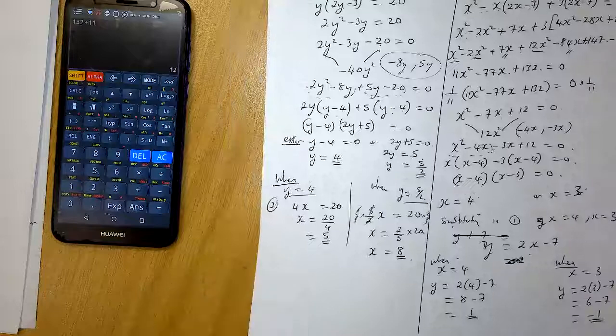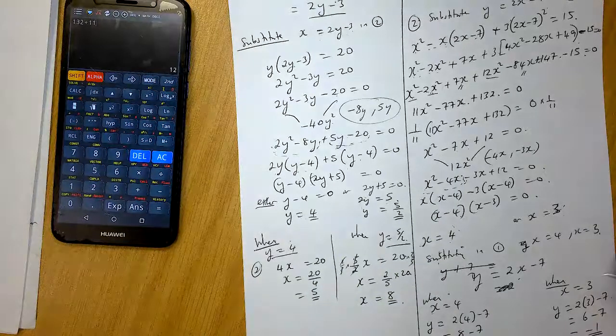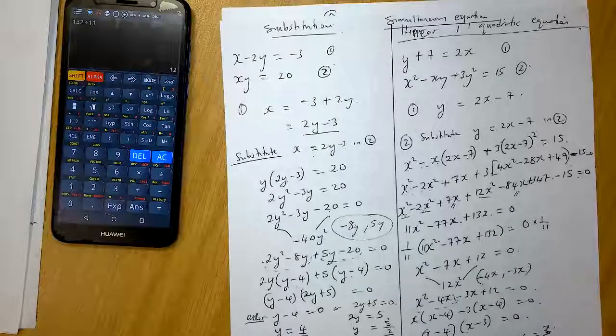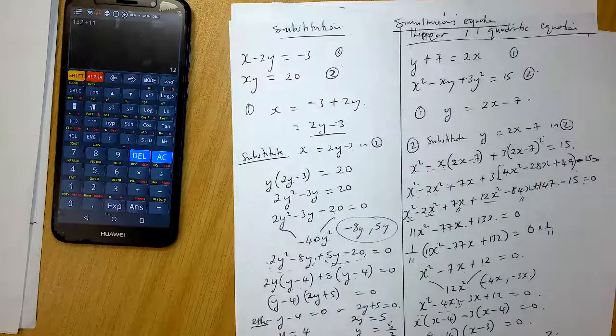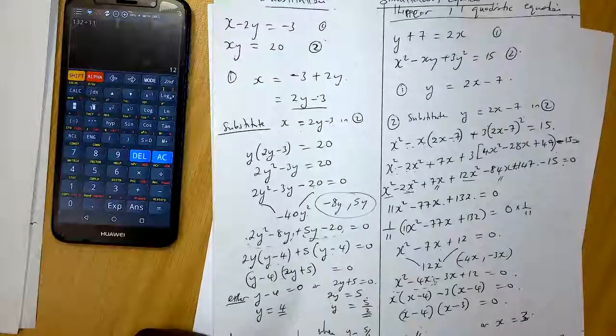Okay, so this is the end of simultaneous equations. That's what you must remember. You must remember the substitution method. That's what you must remember as well. And you must also look into the elimination method, but I recommend that you know the substitution method.